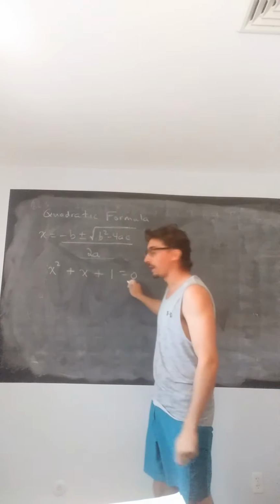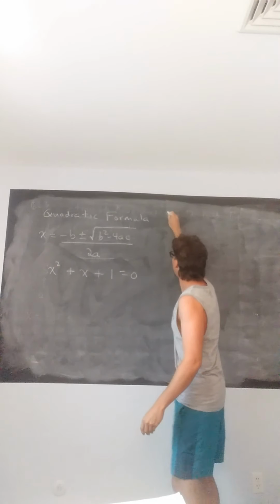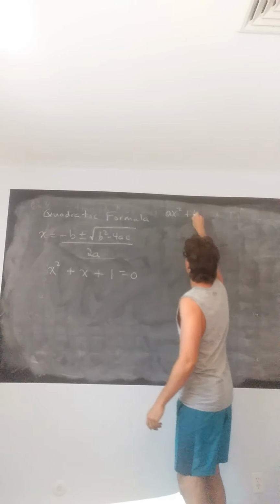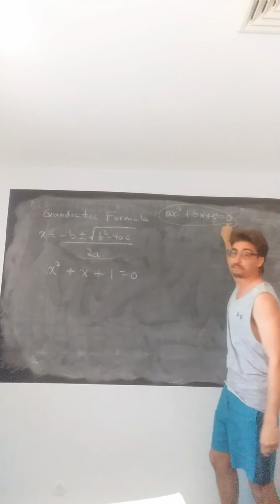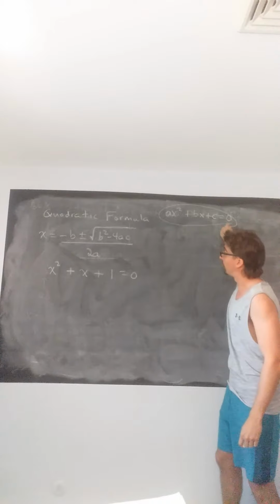It's also in the correct order that we need. Remember, they all have to look like this: ax squared plus bx plus c equals 0. They all have to take that form in order to use the quadratic formula, okay?